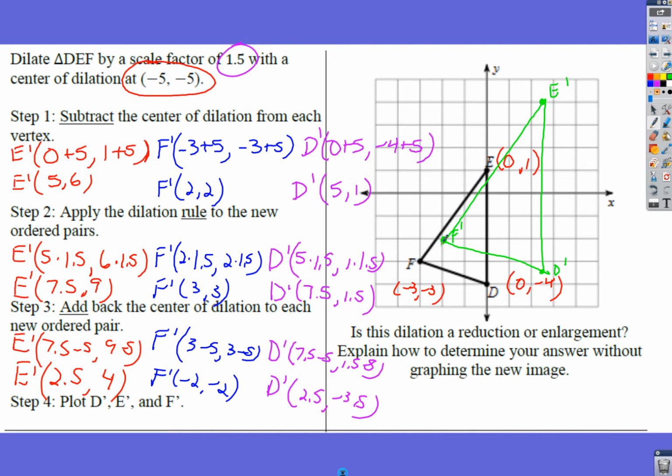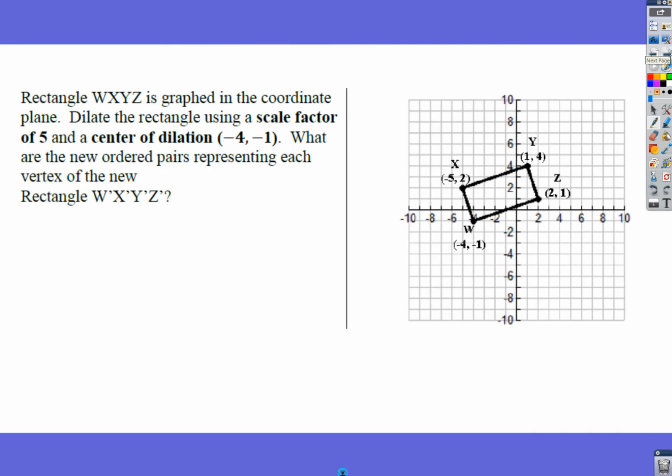And I'm gonna leave this here. If this comes back up to review, fine. But for any other dilations today, I'm just gonna do around the origin. And then once we run out, I was gonna go back to rotations today, but since we're not taking the quiz tomorrow, we'll have plenty of opportunities for rotations tomorrow.